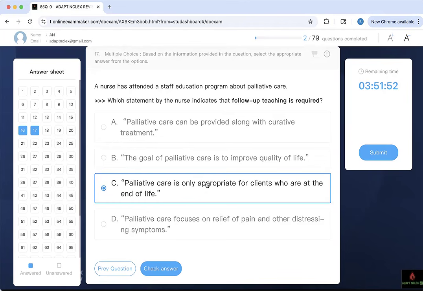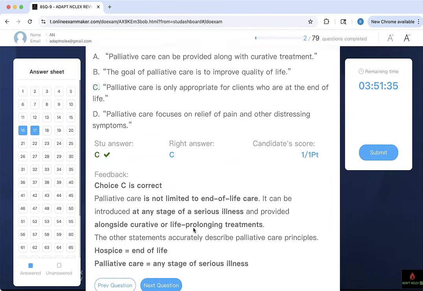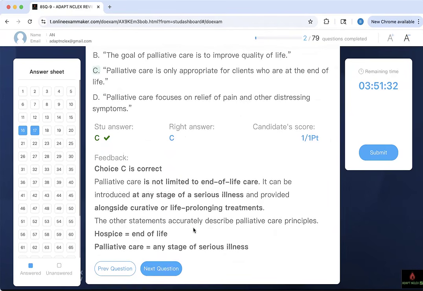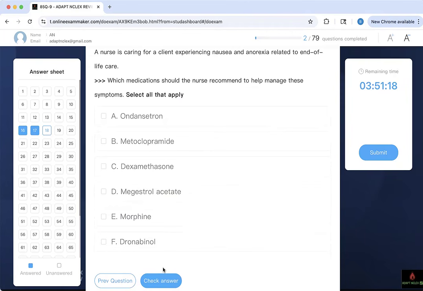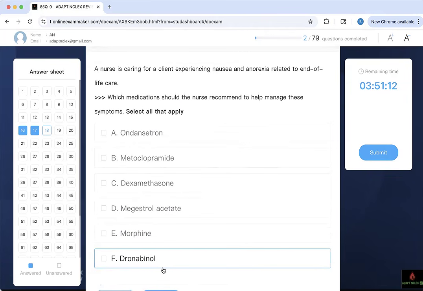Of course, palliative care can be provided along with curative treatment. That's why C is wrong, because A is saying something different. What is the goal? To provide improved quality of life and to prevent anything that will be distressing for you. So know that, and they will ask this particular question regarding palliative care. You have to understand it. It's different from hospice. Hospice is the end of life, but palliative care can be started at any stage of the illness. If you need more, check my basic care and comfort videos and try to master them, because they are good information to know.